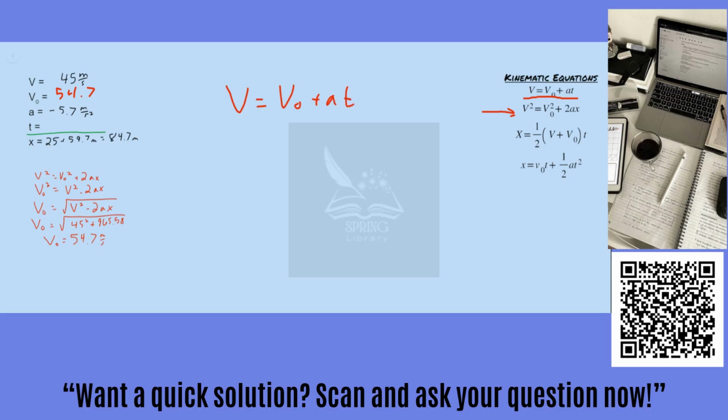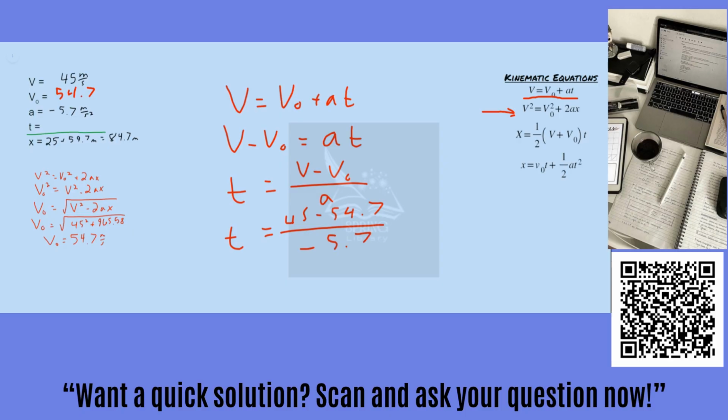Since I'm looking for time, let's take a second to rearrange this one as well. We get the time is equal to v minus v naught divided by the acceleration. When I plug my numbers in, that gives us 45 minus 54.7 divided by negative 5.7, which gives us a final time of 1.7 seconds.